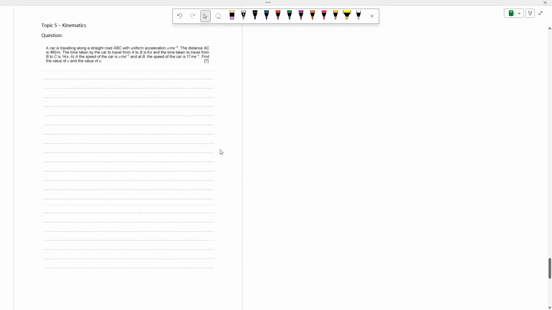We got the final one. We got some kinematics of SUVAT. What I always recommend you do is, even if it's just moving in a straight horizontal line like this one, it can be really important to just draw a line and just label some key points.